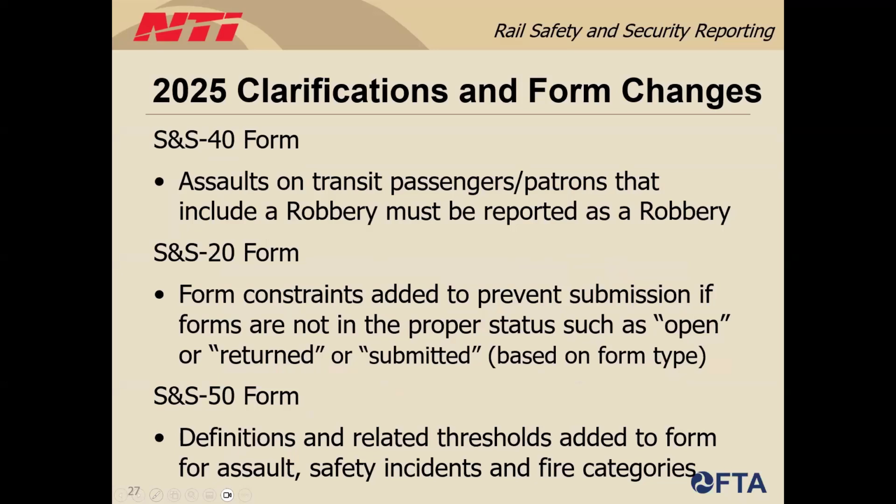There are two form changes shown here. The SNS 20 CEO certification form has been adjusted so that if reports are not in the proper status, it will not allow the CEO to submit. We'll talk about more of this when we get into the SNS 20 section. On the SNS 50 form, additional guidance has been added for each of the reporting categories and also includes the thresholds for that category.